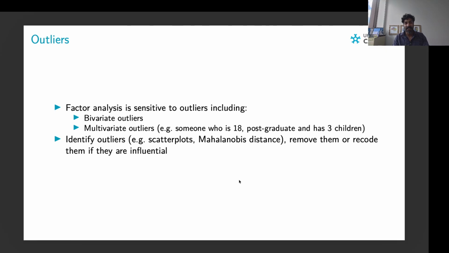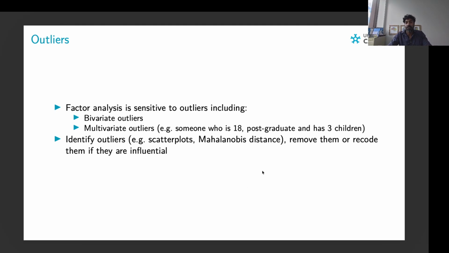And so how do you identify outliers? Well, scatter plots. And scatter plots are useful because it allows you to identify multiple things at once. It allows you to identify whether there's clusters of outliers that are present, and also whether your data's meeting your assumption of linearity, which we'll come to. You can also use something called Mahalanobis distance, which allows you to identify whether outliers are there in your data, and then you can investigate whether they're influential.